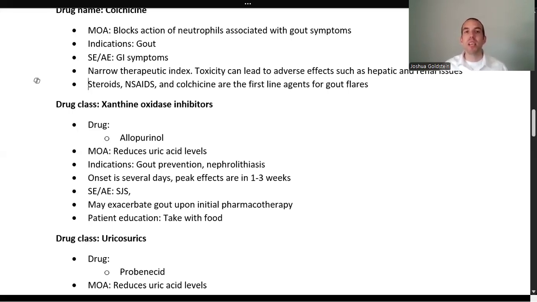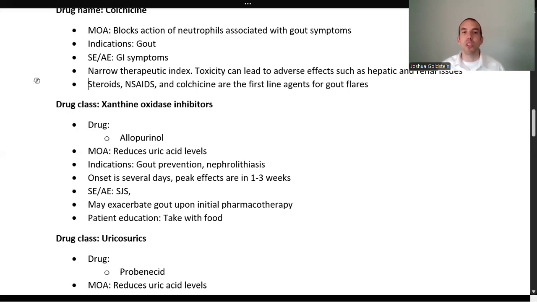We have three options for what medications we can use to prevent gout attacks. Number one is colchicine. It's at a different dose than if the patient had an acute gout attack, but this one is the one medication that's used both to treat a gout attack and as a daily medication to prevent gout attacks. Then we have two others, and these are the more common ones used today: allopurinol and probenecid.